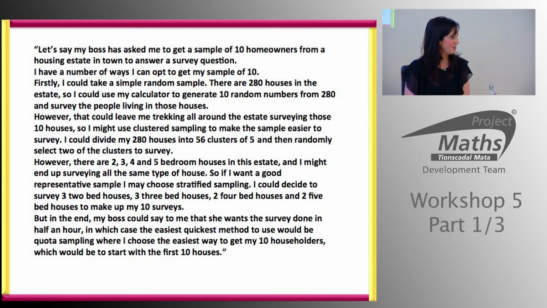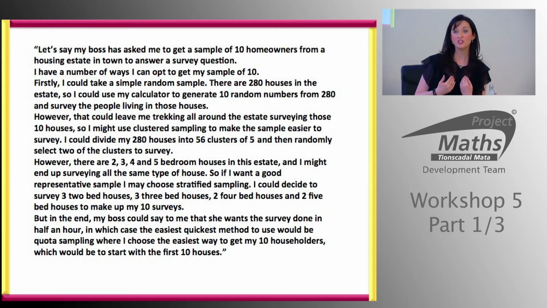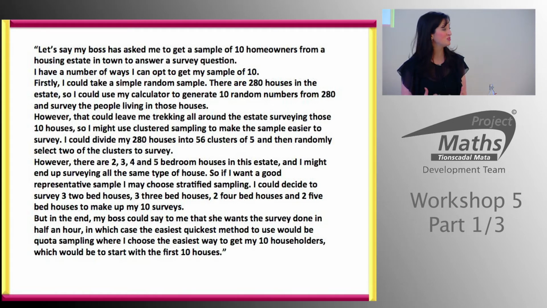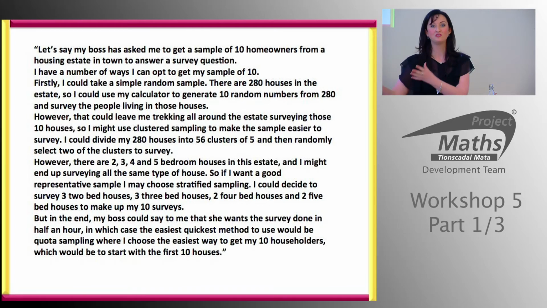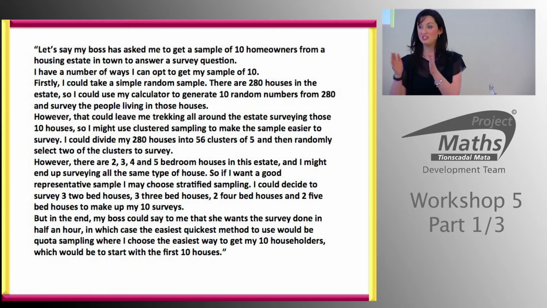Now, I might decide after that, well, hold on a minute. In my estate, I've got 2-bedroom houses, 3-bedroom houses, 4-bedroom houses, and 5-bedroom houses. So it could turn out, because of randomness, that I'll end up taking 10 householders from 10 2-bedroom houses. So my sample might not end up very representative. So I might want to ensure that my sample is nice and representative of the types of houses in the estate. So I might decide to take 2 householders from 2-bedded houses, 2 from 3-bedded houses, 3 from 4-bedded houses, and 3 from 5-bedded houses. I'll split it up like that.